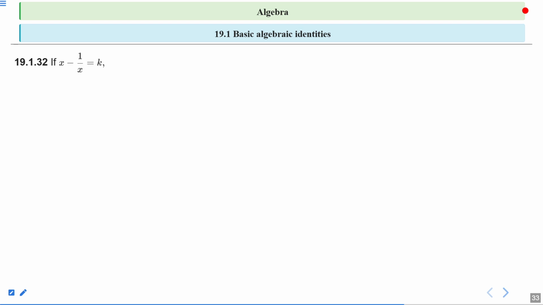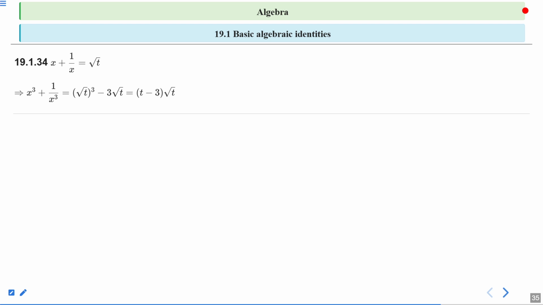Next, if x minus 1 upon x equals to k, so x cube minus 1 upon x cube will become k cube plus 3k. Same way, if x plus 1 upon x equals to k, so x cube plus 1 upon x cube will become k cube minus 3k. Next one is if x plus 1 upon x equals to root t, so x cube plus 1 upon x cube will become (root t) cube minus 3 root t. So we can write it in the form of, taking root t common, (t minus 3) multiplying by root t.